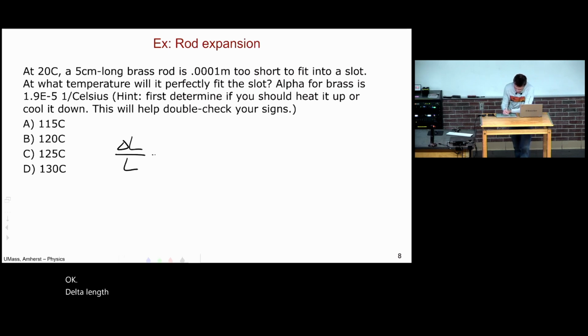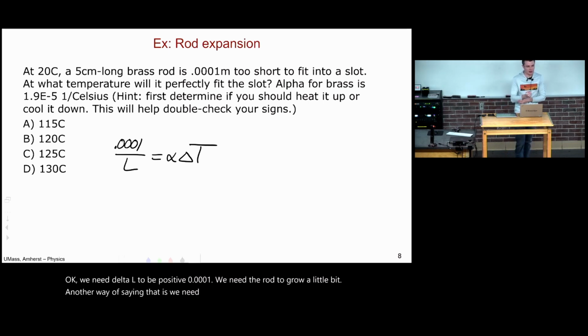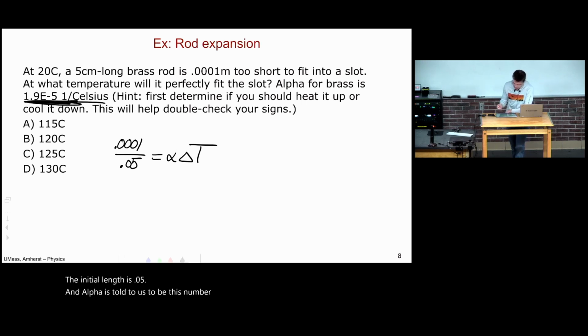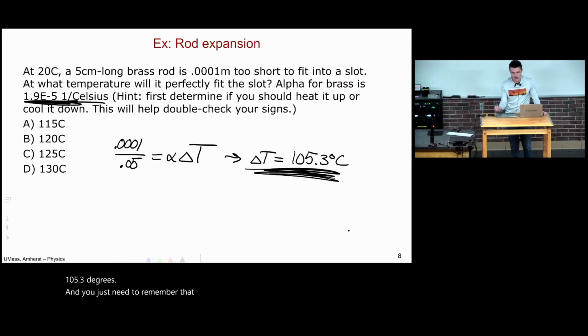Delta length over L is alpha delta T. Okay, we need delta L to be positive 0.0001. We need the rod to grow a little bit. Another way of saying that is we need L final to be bigger than L initial. The initial length is 0.05. And alpha is told to us to be this number right here. So if you plug all that in, you get delta T equals 105.3 degrees. And you just need to remember that this is a delta T from the initial T.